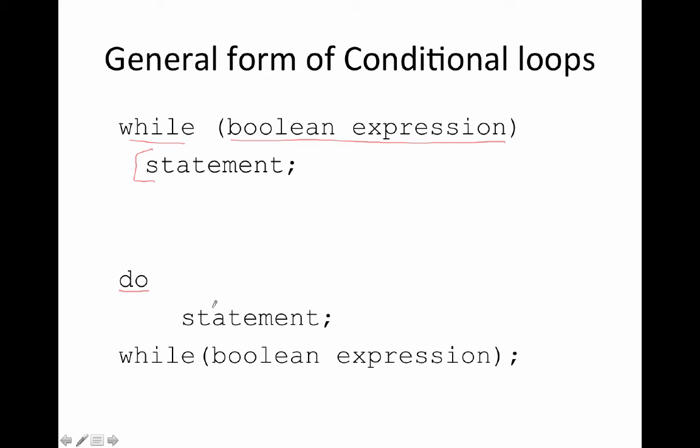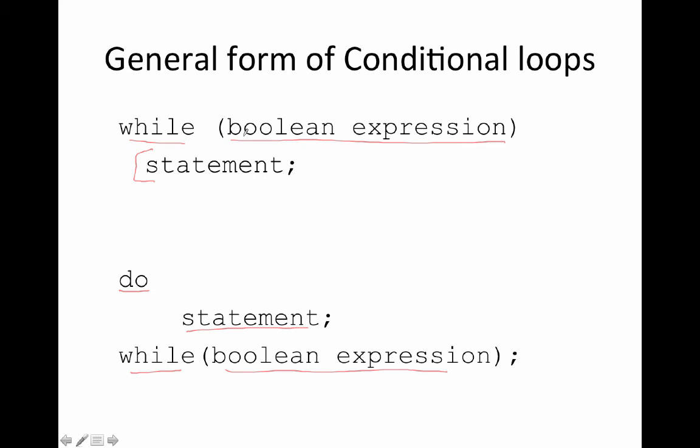The other conditional loop is the do while. That starts with the word do, then we have the statement, the action, and then on the bottom the word while and our condition, our Boolean expression that is conceptually true or false. So for both of these we keep going as long as the Boolean expression is true.